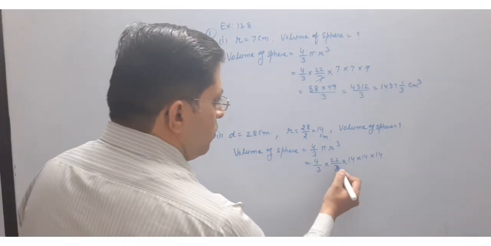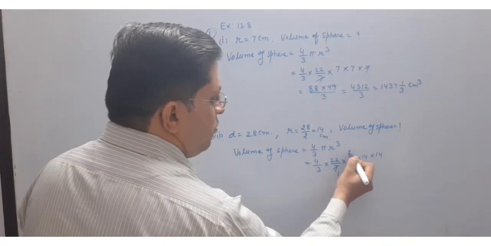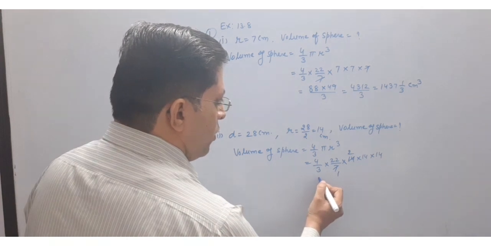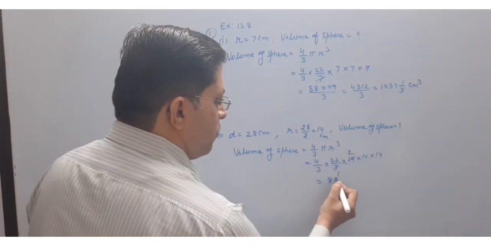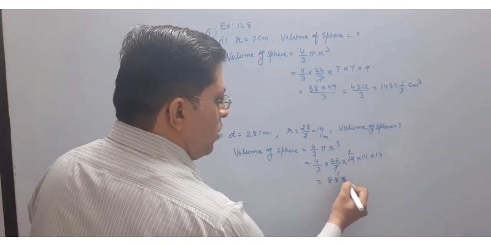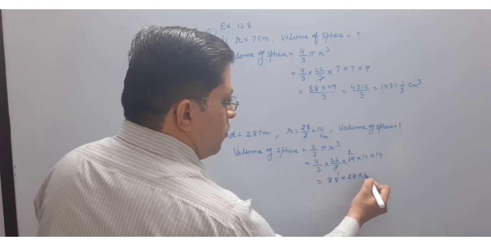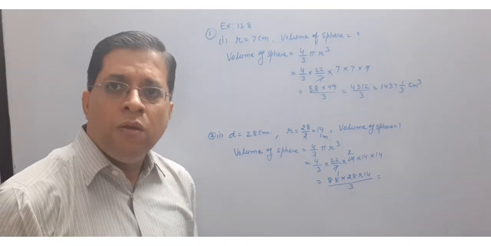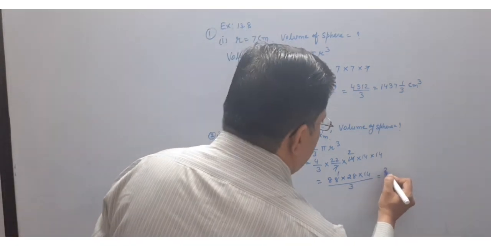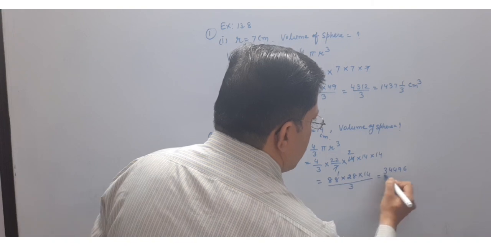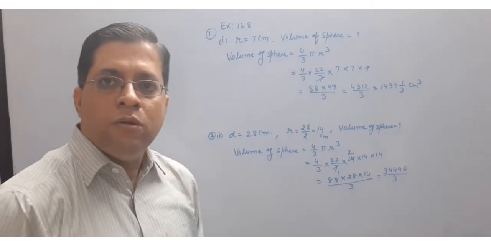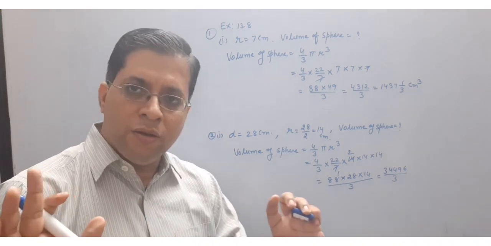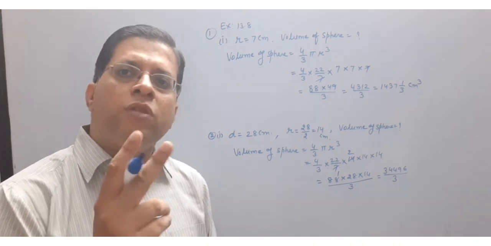again cut. 7 1 is 7, 7 2 is 14. Okay, this is 88. 14 2 is 28 into 14 upon 3. When you multiply it, you will get 34496 upon 3. And divide in the fraction only. Don't try to get in decimal, but both things are right.